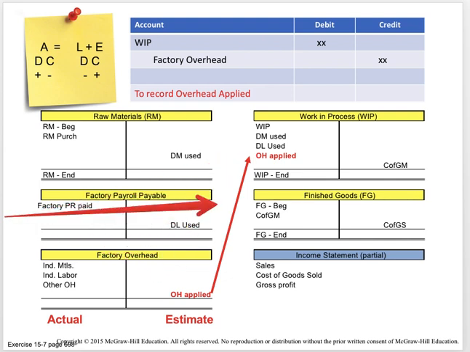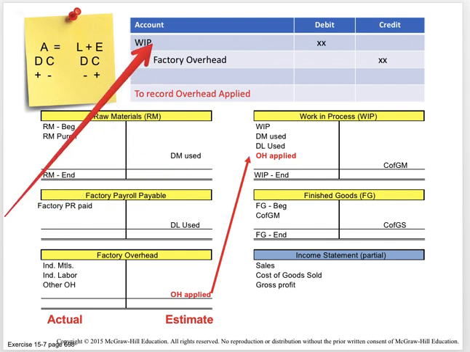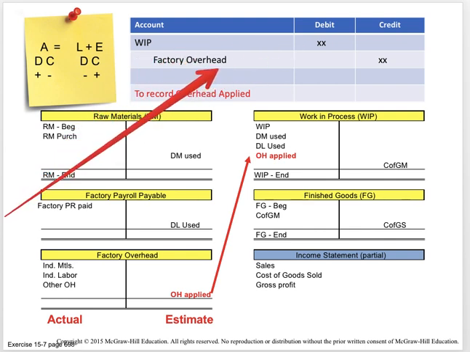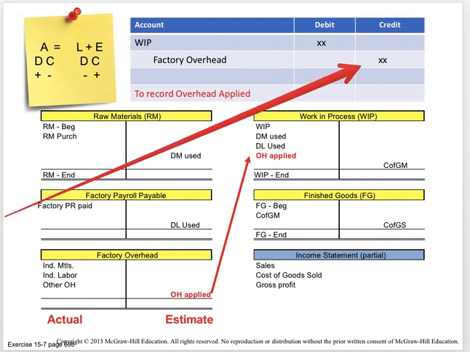Again, I'll talk about that later. But the point is I want you to know the journal entry to move it, and the movement of it is adding to work in process, adding it to the production process. It's increasing the value of our inventory. So we're going to, again, have work in process being increased with a debit, and then factory overhead is going to have a credit.